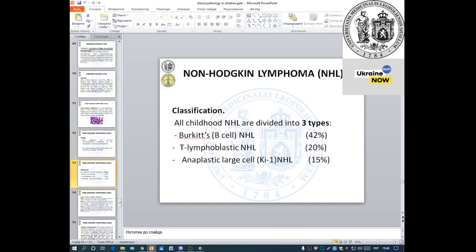All childhood non-Hodgkin lymphomas are classified into 3 types: Burkitt B-cell non-Hodgkin lymphoma, T lymphoblastic non-Hodgkin lymphoma, and anaplastic large cell Ki-1 non-Hodgkin lymphoma.